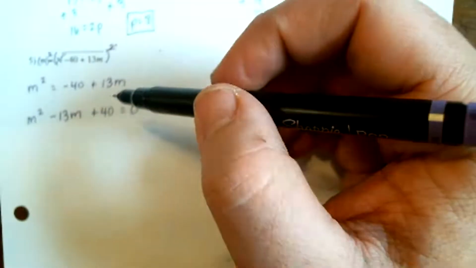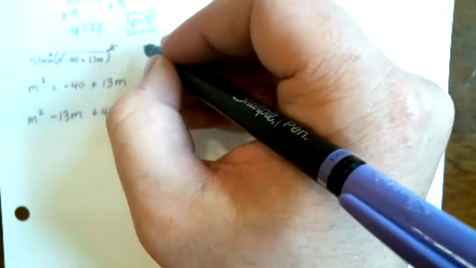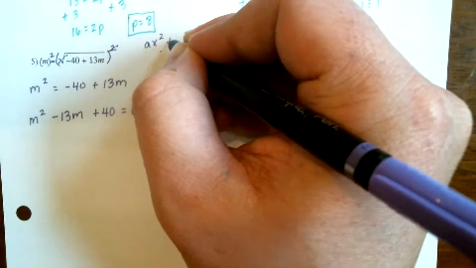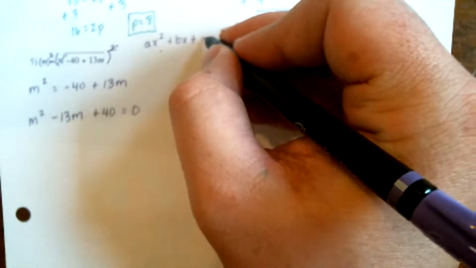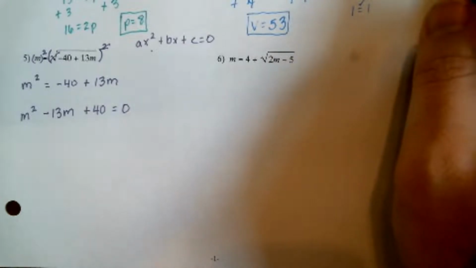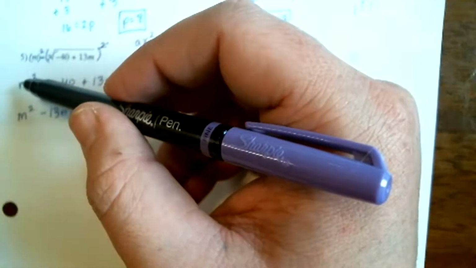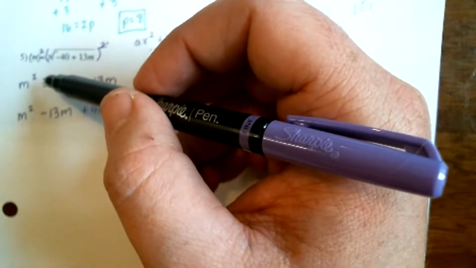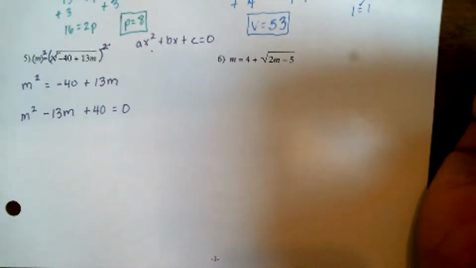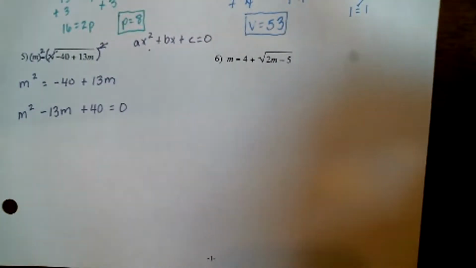Great question. Why did I switch the 40 over there and the 13 over there? I just need it in that form, Abby, of ax squared plus bx plus c equals 0 in order to factor it. So I need it in this form, so I move those over. Because if I would have subtracted the m squared, then I would have to divide a negative out, which I could have done. But remember, I can't have a leading coefficient that's negative, so I just move those over. You cool with that, Abby?